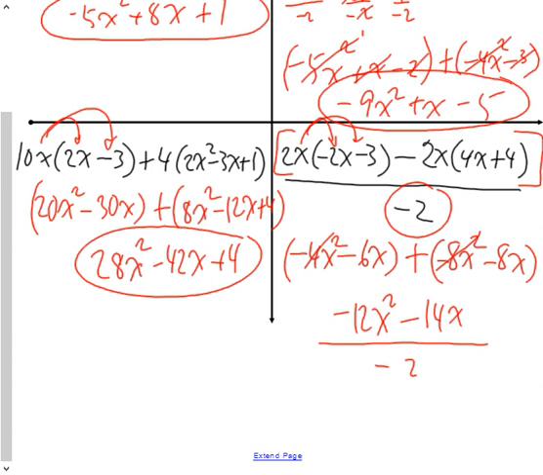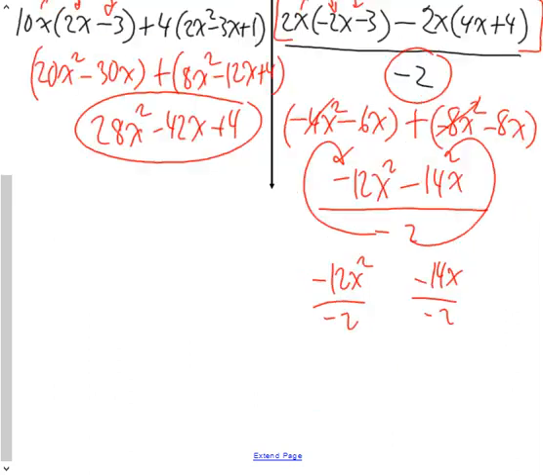Some people forgot to do that. So when I simplify the top, it becomes that negative 12x squared is going to be divided by the negative 2 using distributive property. So is the other term of our binomial, which is negative 14x. And when we get that done, it's going to be 6x squared plus 7x. And that's our solution.